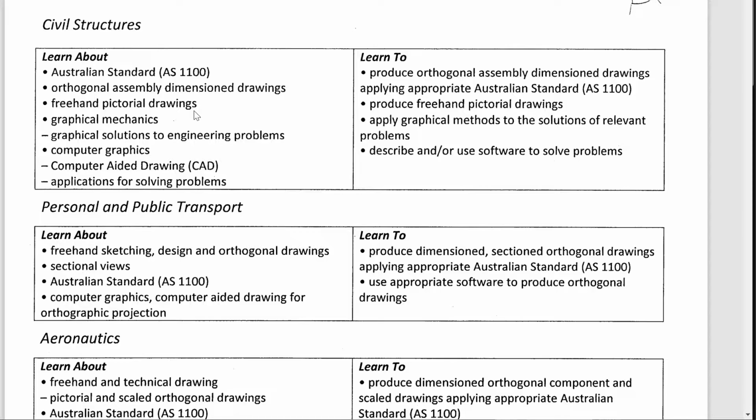We've already seen that with our 3-4 method. We need to learn about computer-aided drawing, or CAD, which is what I've been setting a lot of homework on for this current set of students. We need to be able to produce orthogonal assembly drawings, applying the Australian standard, AS 1100. We need to be able to produce freehand pictorial drawings, which I've already done a fair bit with you guys. Graphical methods were already said, and describe and or use software to solve problems.